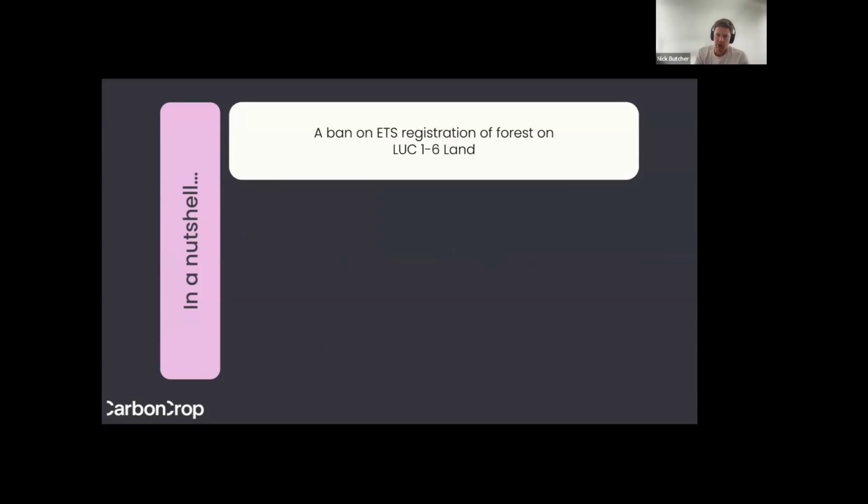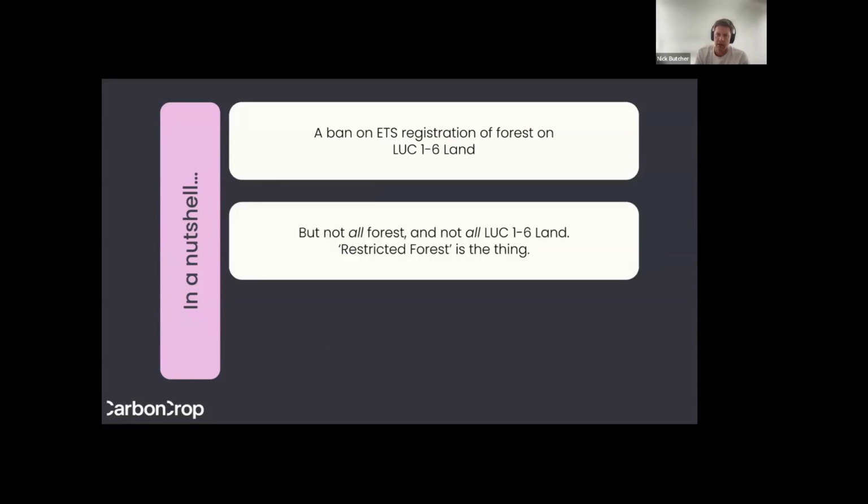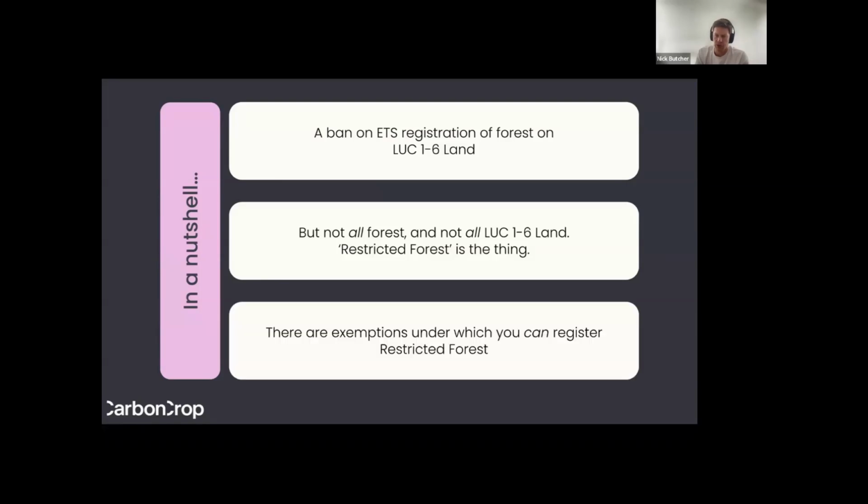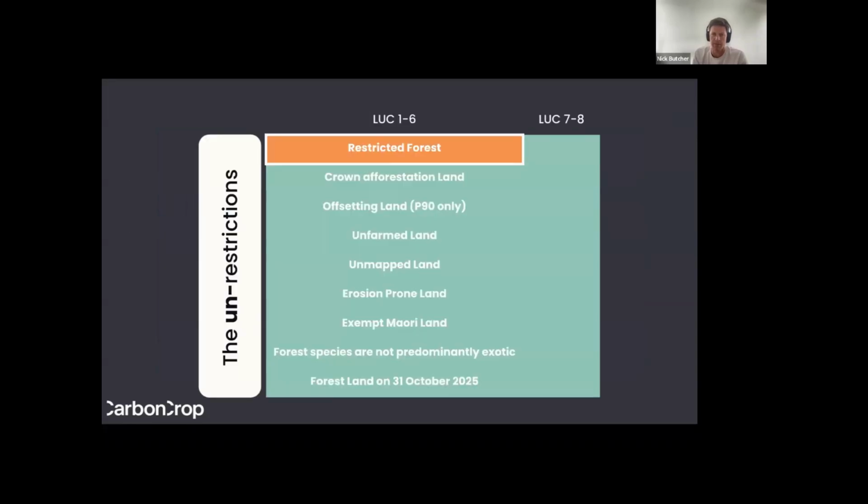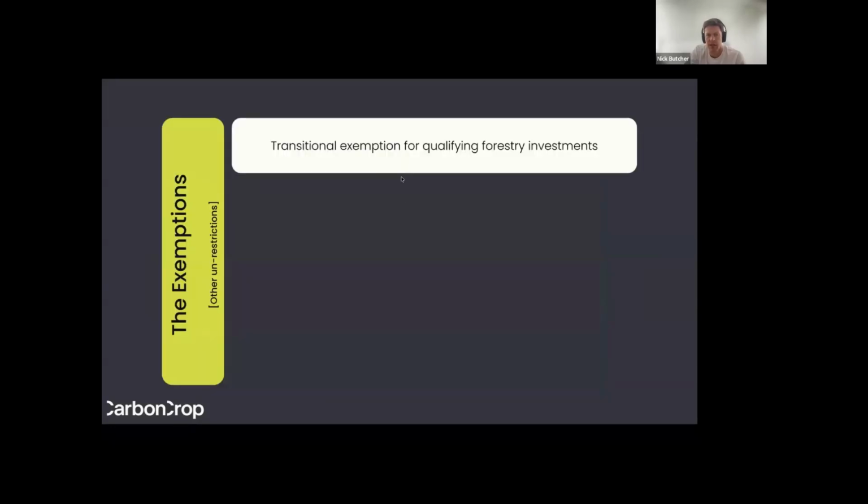The new regulations that are introduced is a ban on registration of forest on LUC 1 to 6 land. But it's not all forest and it's not all LUC 1 to 6 land. There's restricted forest, and then even within restricted forest, there's certain things which you can register. This was the summary. I'm not going to go into any detail on these. If you're interested in learning more, then go back to some of our past webinars. But there's a whole bunch, which means that you're not restricted if you fall into one of these categories, even though you're on LUC 1 to 6 land.